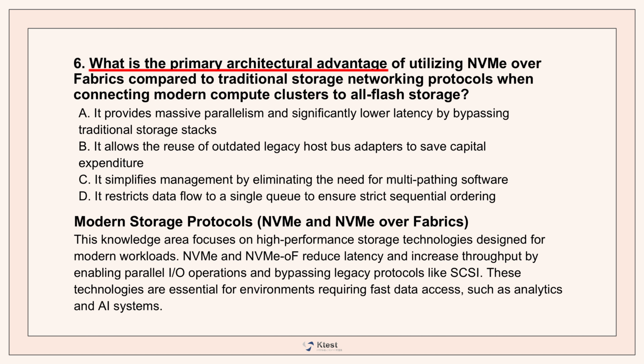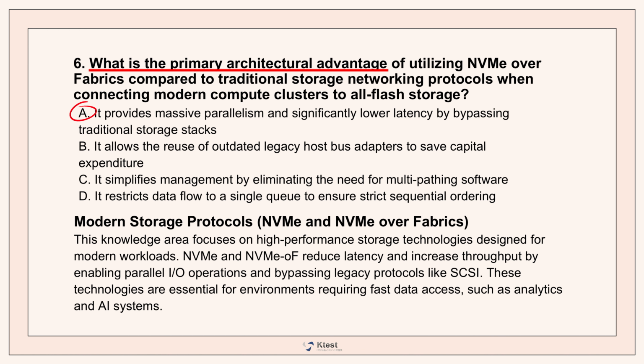SCSI is like a massive supermarket on a Sunday afternoon that only has one single checkout lane open. The flash media can handle millions of IOPS, but the single queue bottlenecks it. So NVMe provides massive parallelism, opening 64,000 checkout lanes. Yes, which makes option A the correct answer. It provides parallelism and lower latency by bypassing the traditional stack. It uses remote direct memory access, RDMA, to talk directly to the flash media without interrupting the host processor constantly.